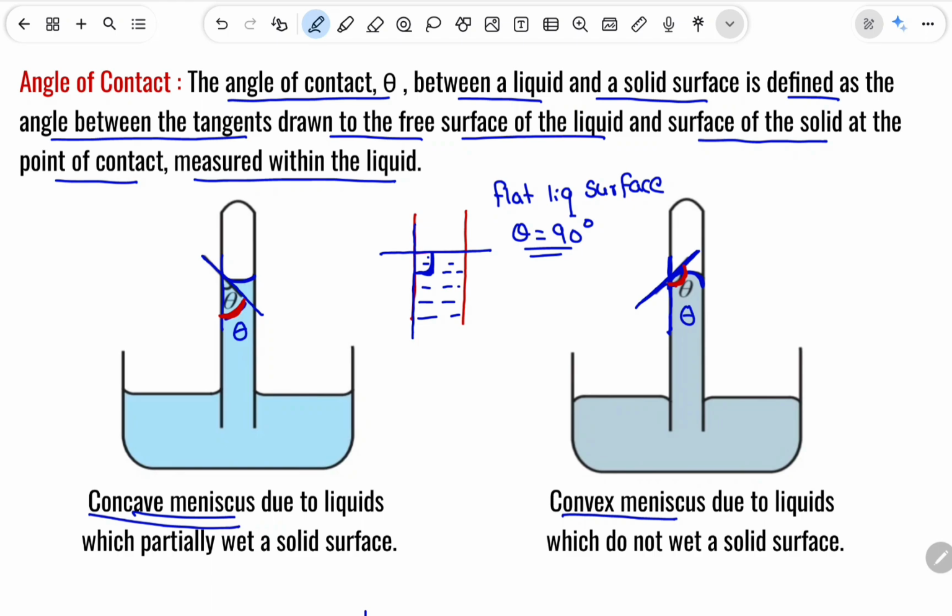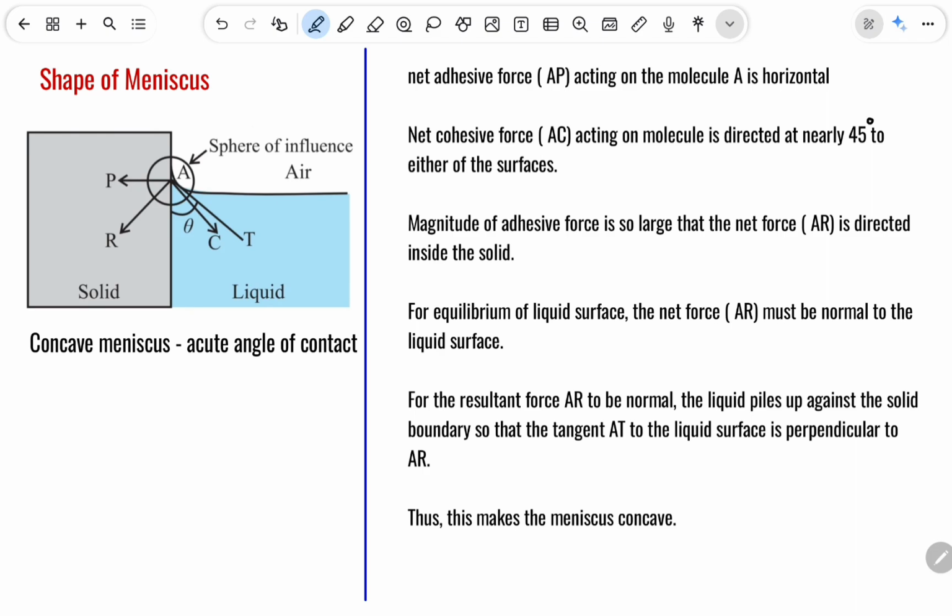So what we have seen is, if we have a concave meniscus, the angle of contact is going to be acute. If we have a convex meniscus, the angle of contact is going to be obtuse. And if we have a flat liquid surface, the angle of contact is going to be 90 degrees. So we just saw what is angle of contact, and we also saw that the angle of contact is acute for a concave meniscus and it is obtuse for convex meniscus, whereas it is 90 degrees for flat surface.